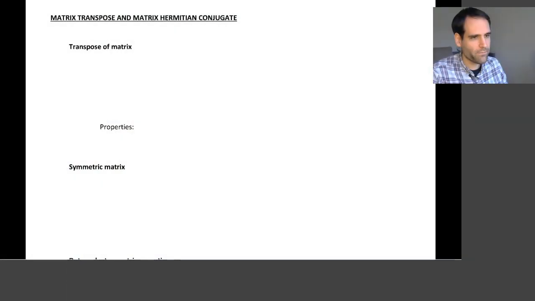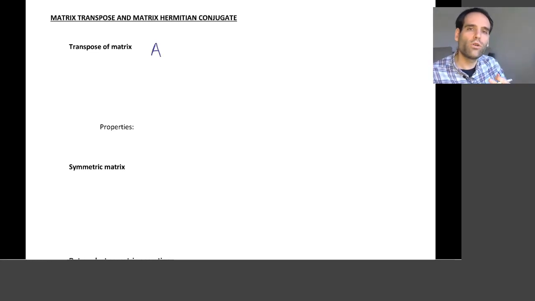Okay, so next we are going to learn about two special operations that we can do on matrices. And these are called the matrix transpose and the matrix Hermitian conjugate. So let's first look at the transpose of a matrix. Okay, so suppose you have a matrix A.